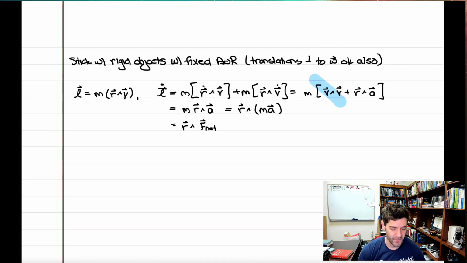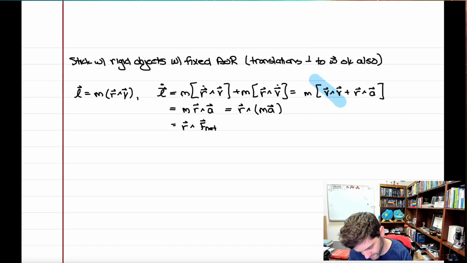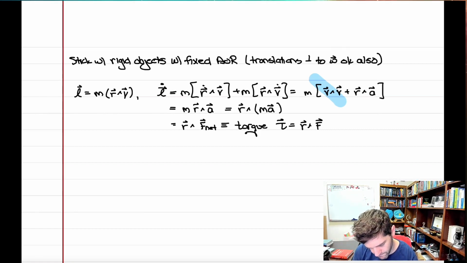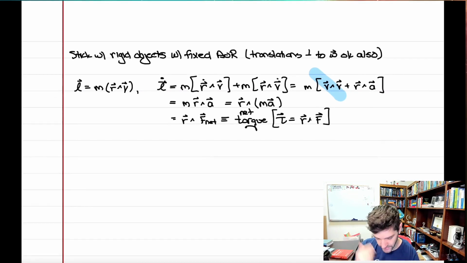So how does angular momentum change? It's this quantity of the position vector crossed with the net force on the object. This we define to be what we call torque. Tau is position cross F. Or I guess in this case it would be the net torque. In general, I can define a torque for a particular force as r cross that particular force.